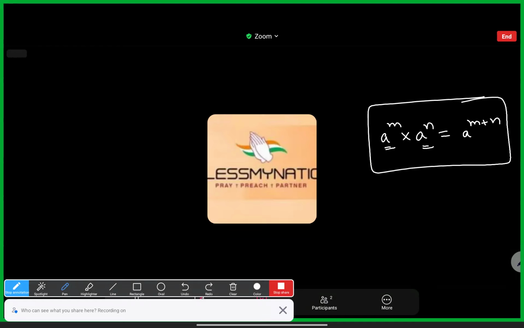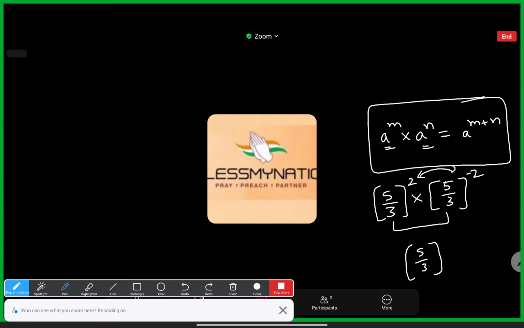So in that way, how can we apply this? For example, if you have a fraction like this, 5 by 3 whole power 2 into 5 by 3 whole power minus 2. Let us take. So when bases are same, we can just add the powers. It will become 5 by 3 whole power 2 plus minus 2.